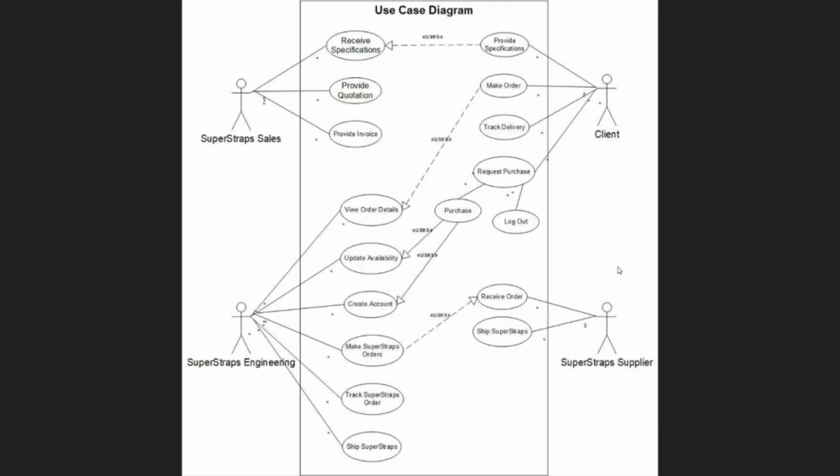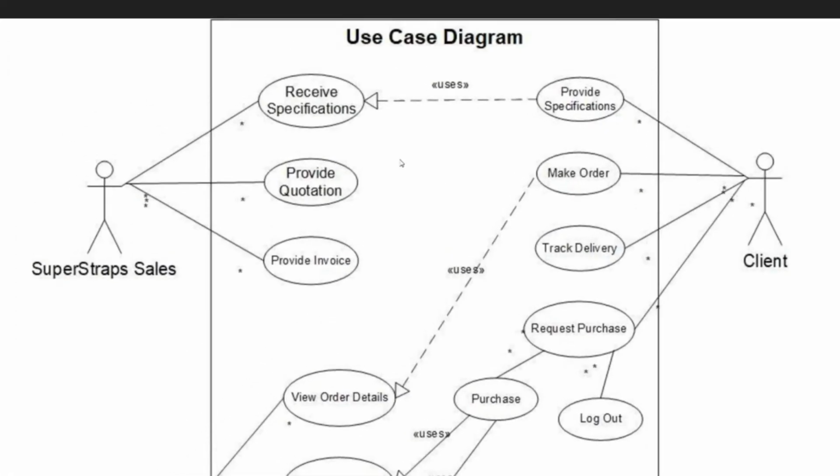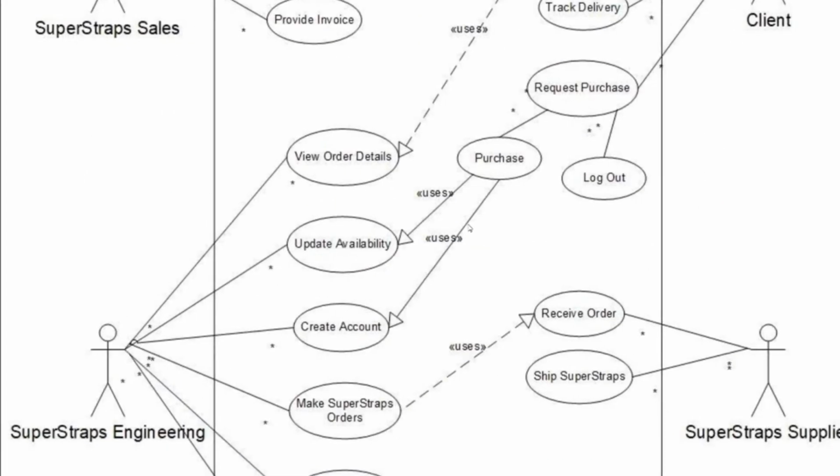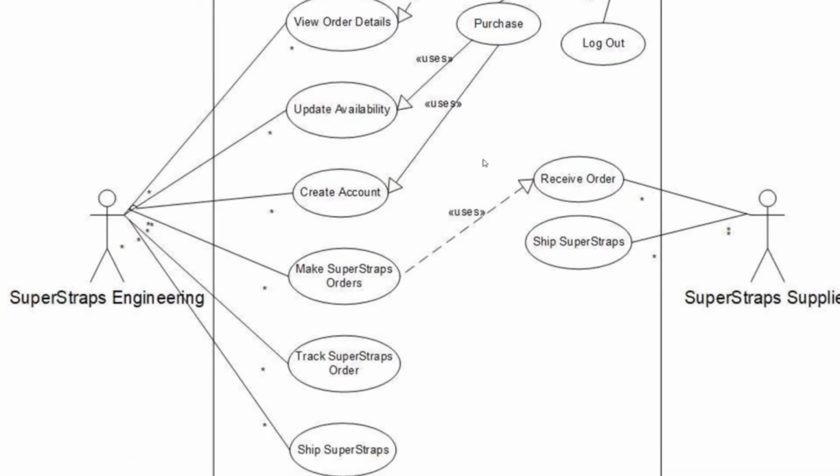Here we have our use case diagram, and we'll explain it. To make an order, the client must access our website and check if we have anything available. If so, they can follow up with the purchase, otherwise it isn't possible to continue with an order. Our sales department receives specifications of an order provided by the client and creates its quotation and invoice. Our engineering department is the one who creates and ships the product for the client.